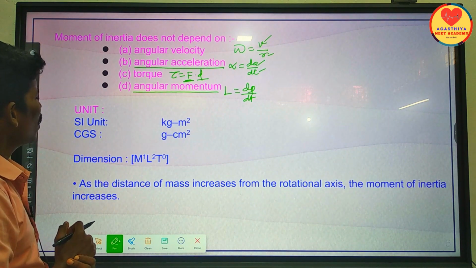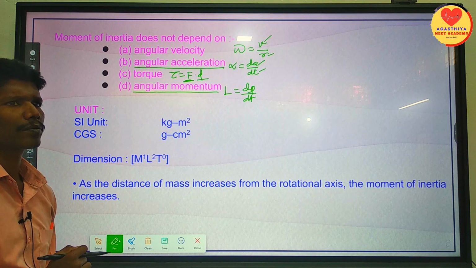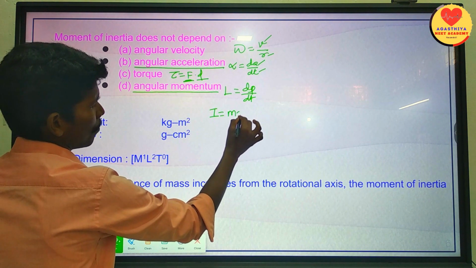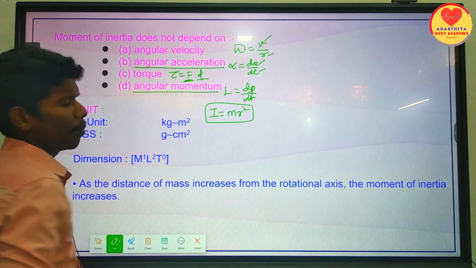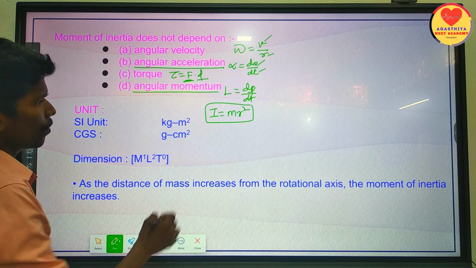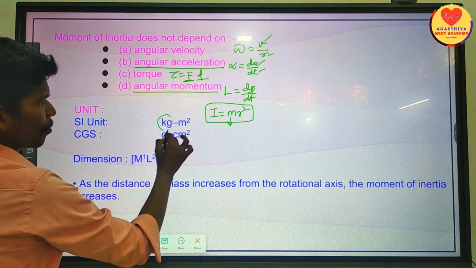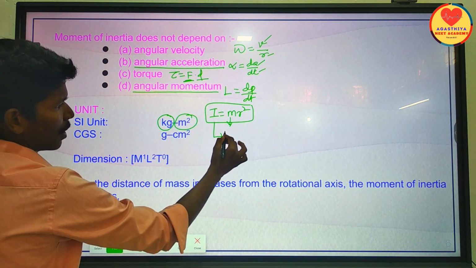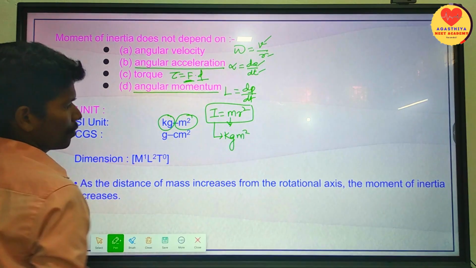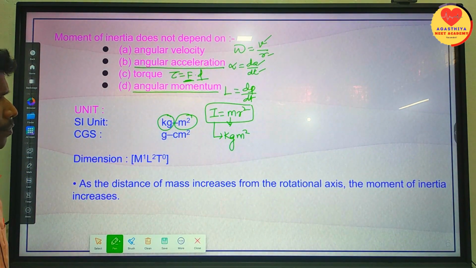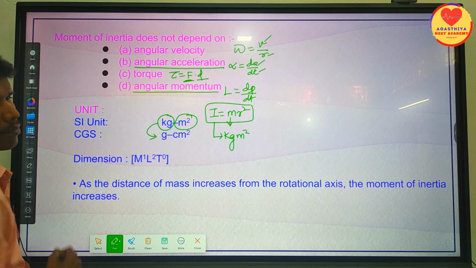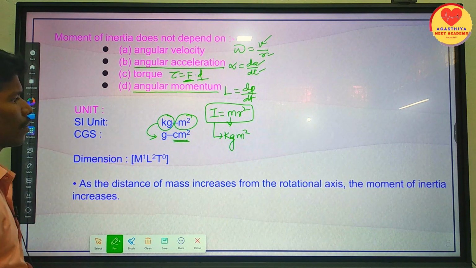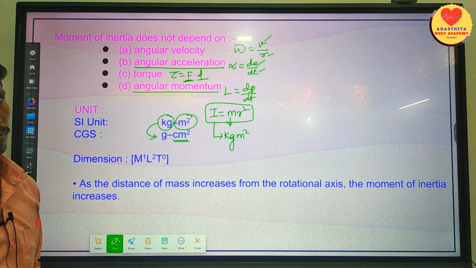Now, what is the SI unit of moment of inertia? The formula of moment of inertia is I equal to m r square. The unit of mass is kilogram and the unit of distance is meter, so the unit of moment of inertia is kilogram meter square. In the CGS system, kilogram becomes gram and meter square becomes centimeter square. This is the unit of moment of inertia in the CGS system.